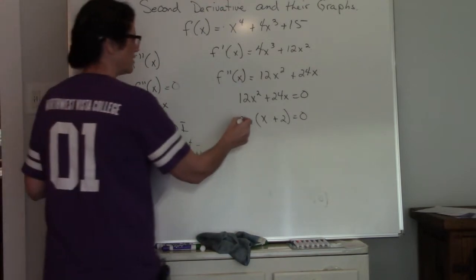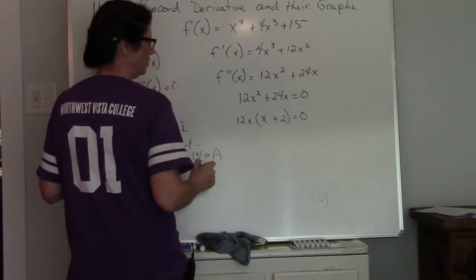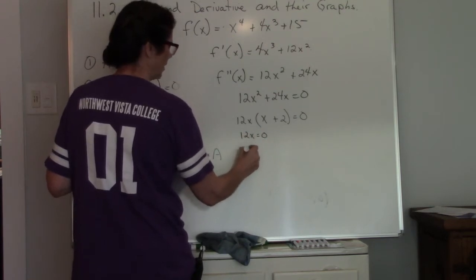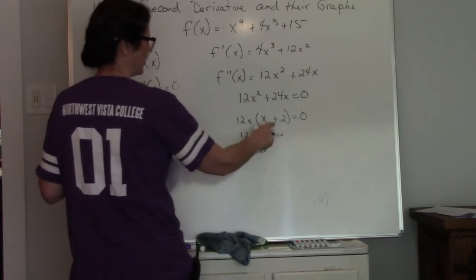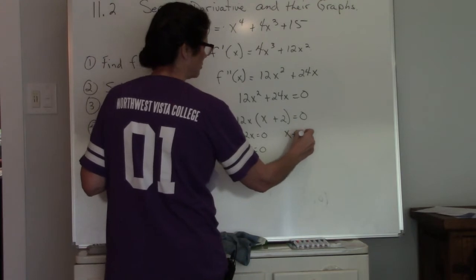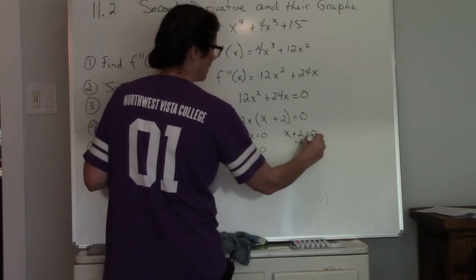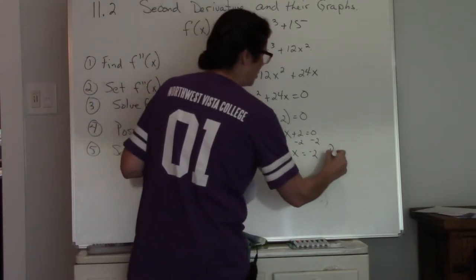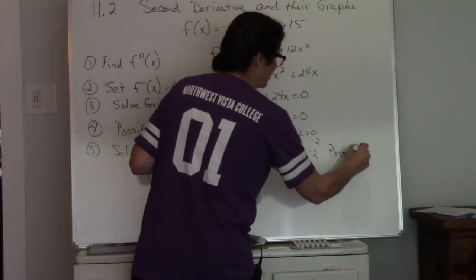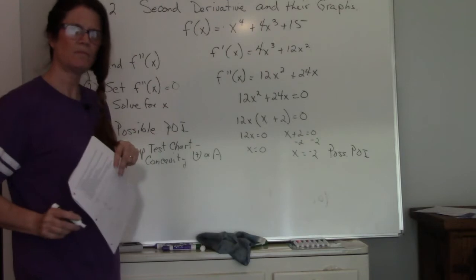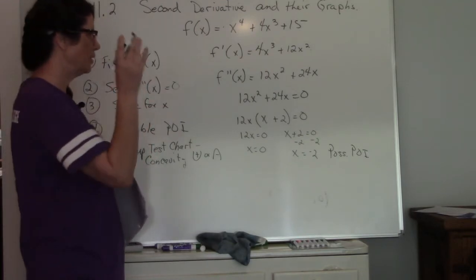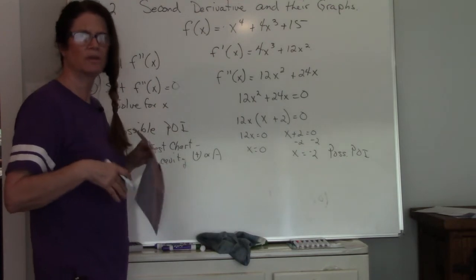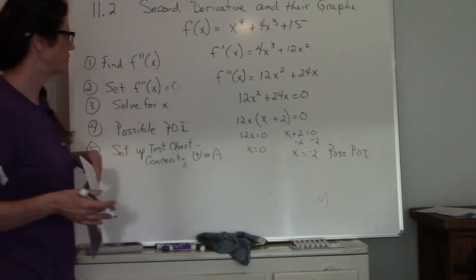So now I can set both of these terms to 0 and solve. So 12x equals 0, so x equals 0. I can solve for this one, x plus 2 equals 0. Subtract 2 from both sides, so I get x equals negative 2. These are my possible points of inflection. Okay, just like the critical points. Solve, get your x values. Because I'm doing the second derivative, I know those are my possible points of inflection.